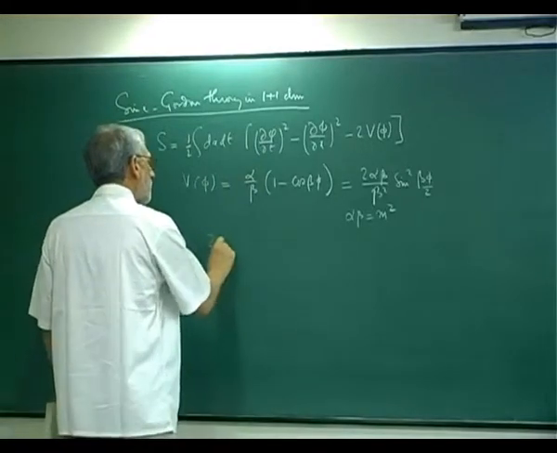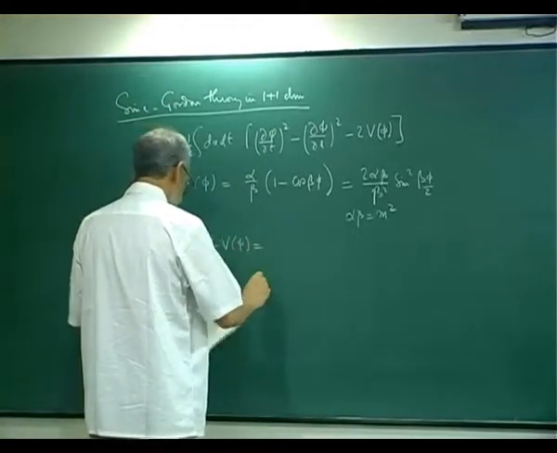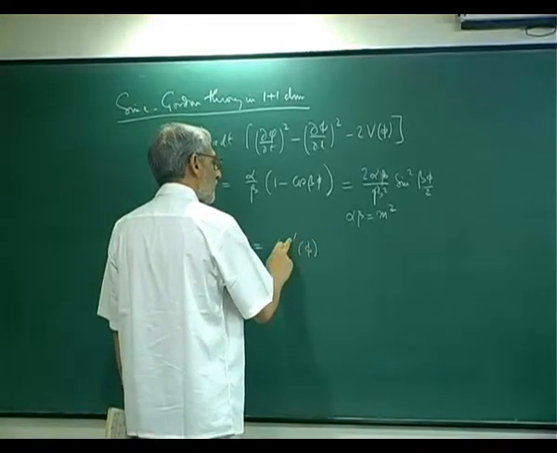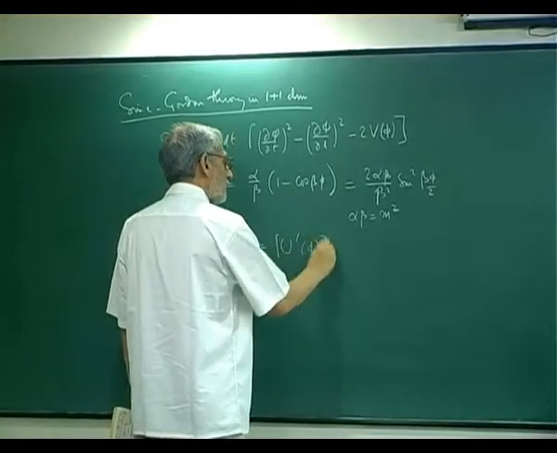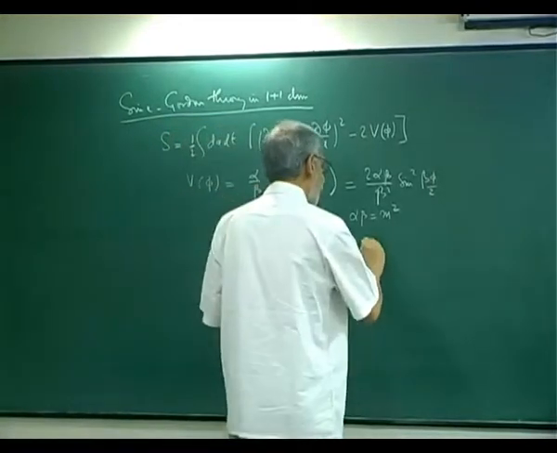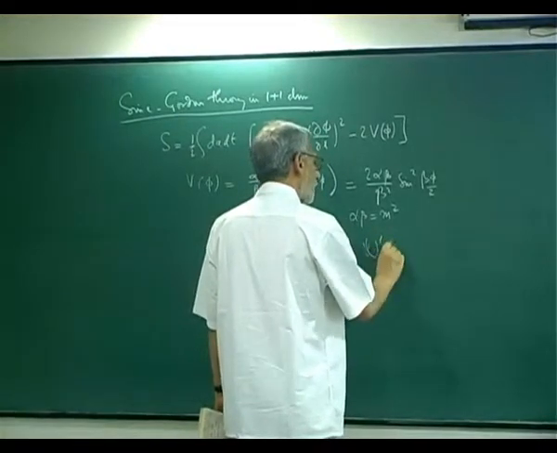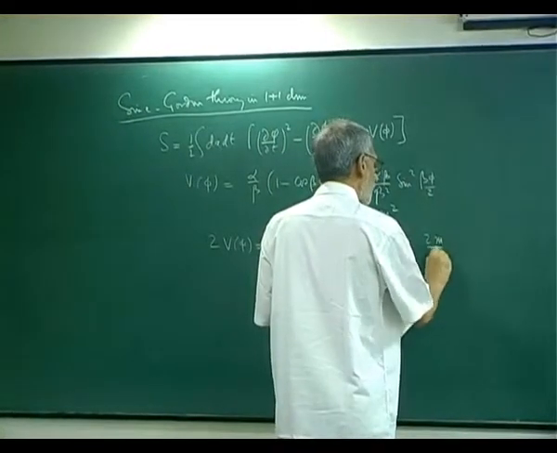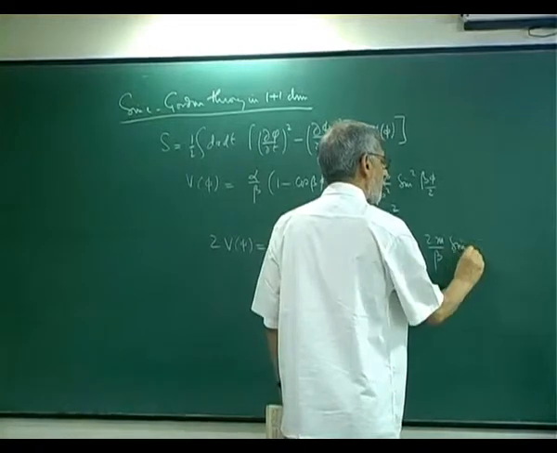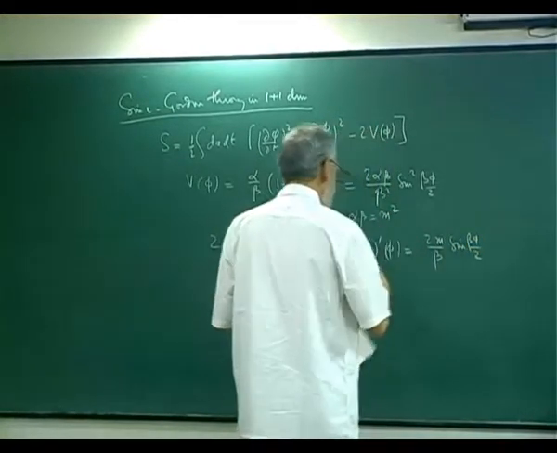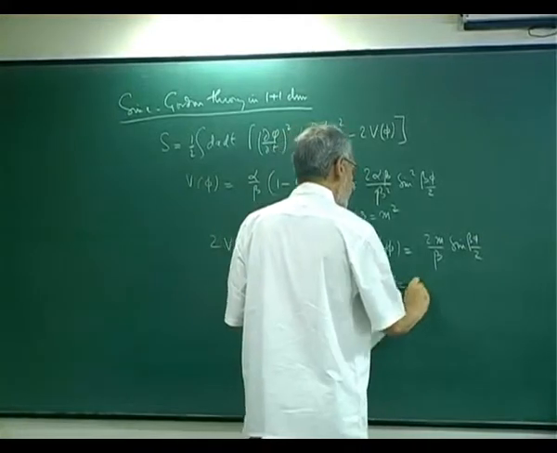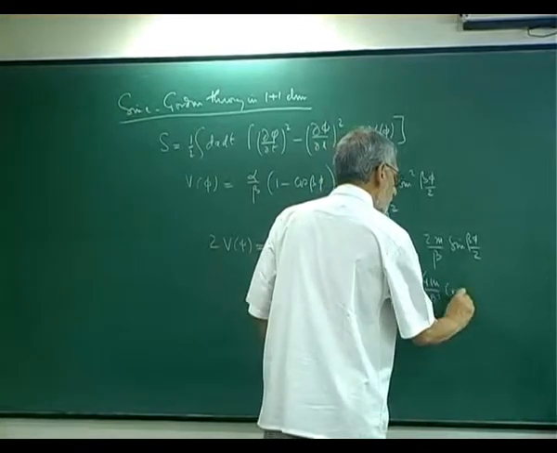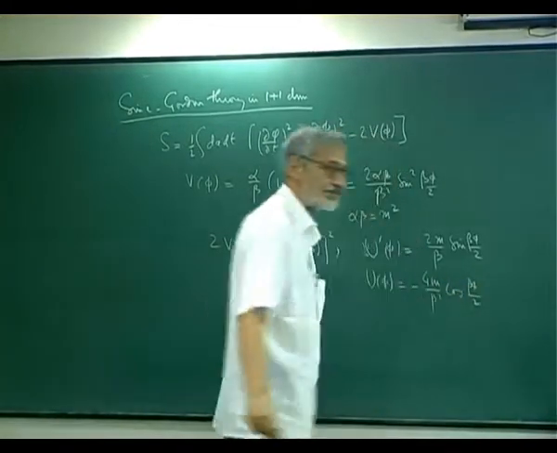We also realized that we can write twice V(phi) as the square of the derivative of some function U(phi), where U'(phi) is this object, 2m by beta sine beta phi by 2, and U(phi), if you integrate that, is minus 4m by beta square cosine beta phi by 2.